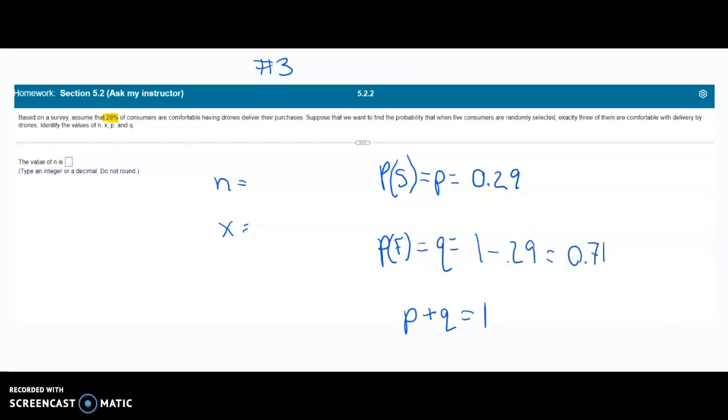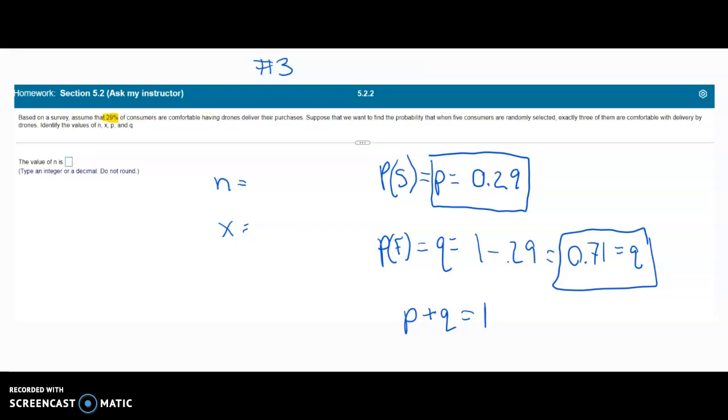So we have our probability of success, P is 0.29. Our probability of failure, Q, is 0.71. And together they're complements. Note that 0.29 or 29% is given to us in the problem. We had to calculate Q.